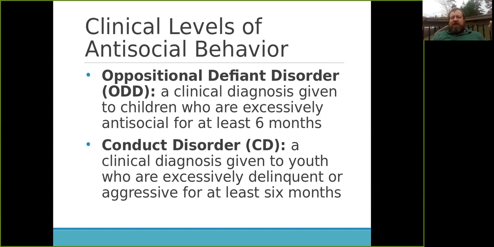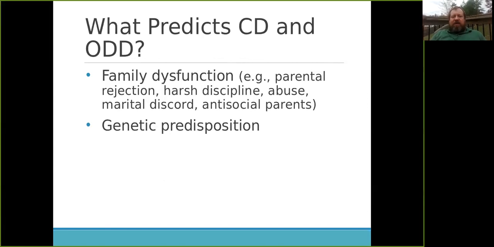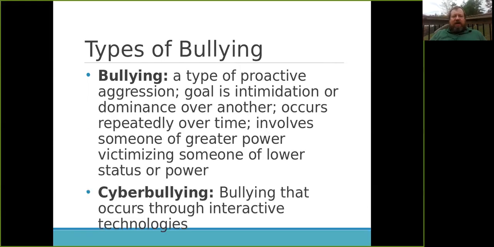Now, there are some levels of antisocial behavior that are beyond the scope of a typical classroom teacher or group to work with, and require some mental health professionals here. These are clinical levels of antisocial behavior. A couple of examples of this are oppositional defiant disorder, where there's this excessive antisocial behavior for at least 6 months, and conduct disorder, where there's this excessive delinquency and aggression for at least 6 months. Those are predicted by family dysfunction, parental rejection, really harsh discipline or abuse, conflict between the parents, or parents who themselves are antisocial, and a genetic predisposition.